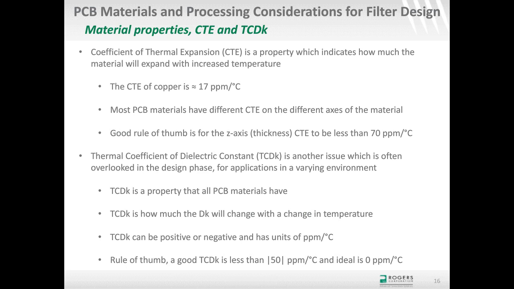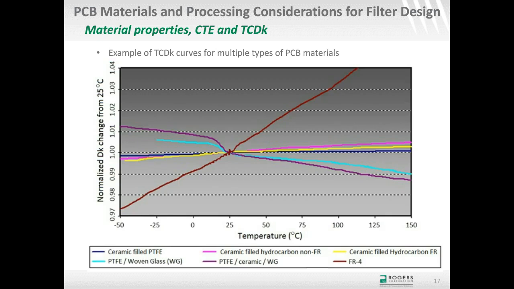I'm giving a chart here of several curves showing the behavior of TCDK for several different materials used in the high-frequency PCB industry. As a sanity check, I threw in FR4, and FR4 is not really a high-frequency material, of course, and it's not formulated to have a good TCDK, so I wanted to give you an example of what a bad TCDK looks like, and that's the brown curve. That's FR4. The other curves are actually pretty well behaved for TCDK.